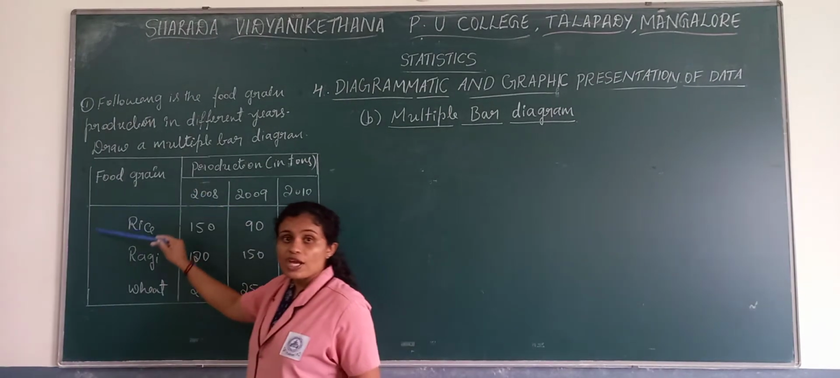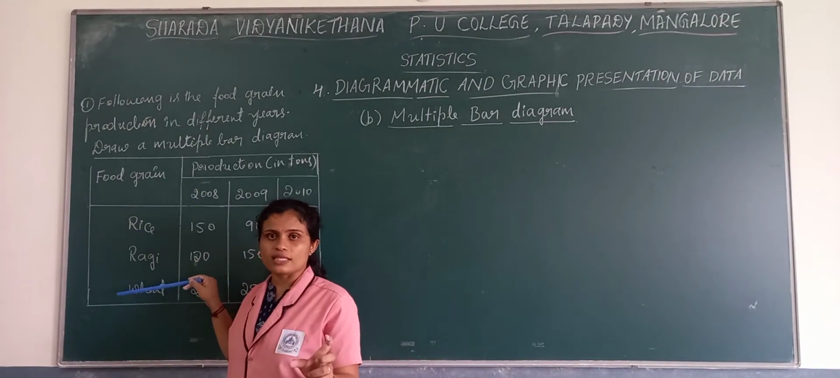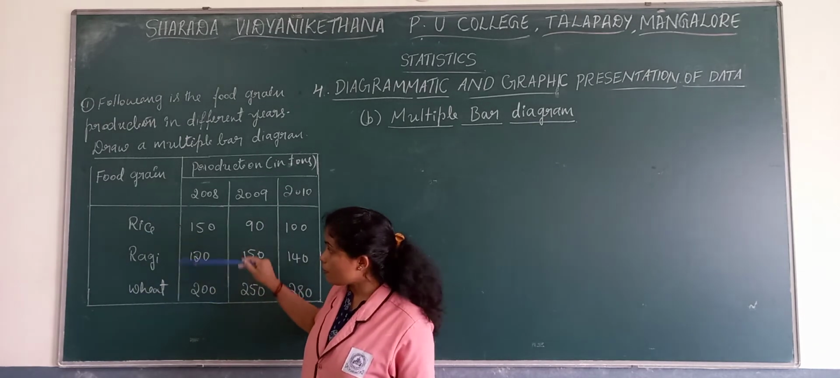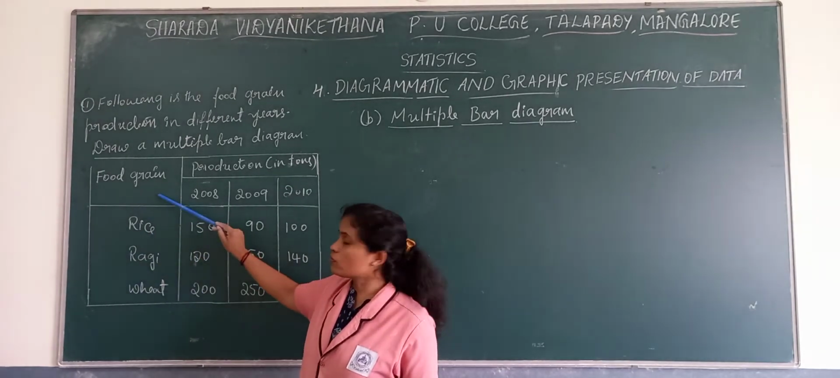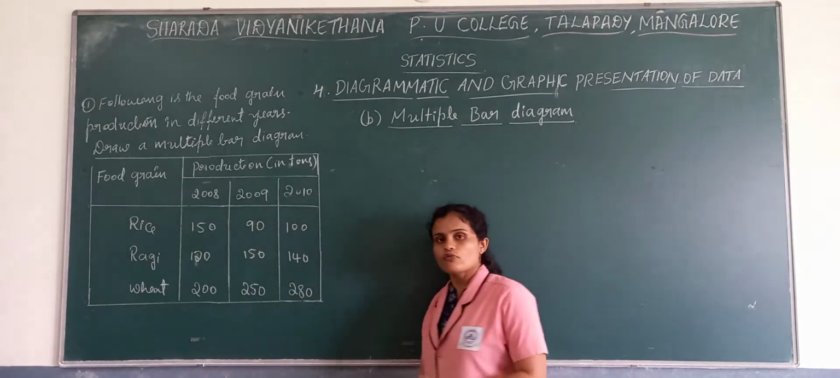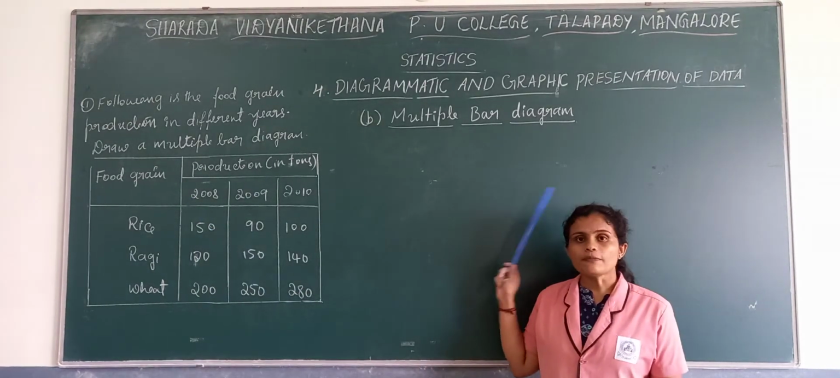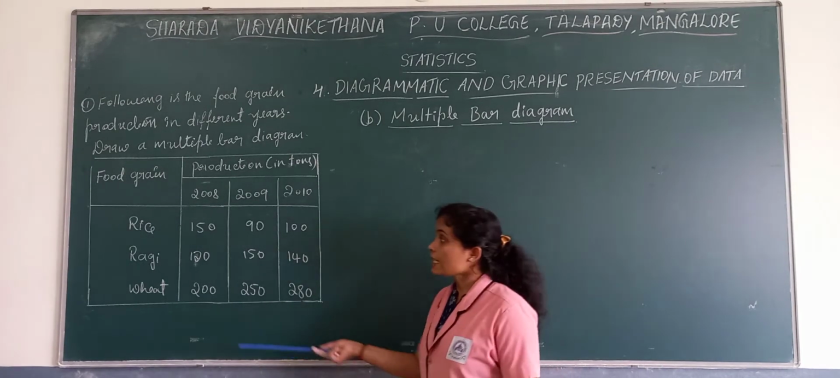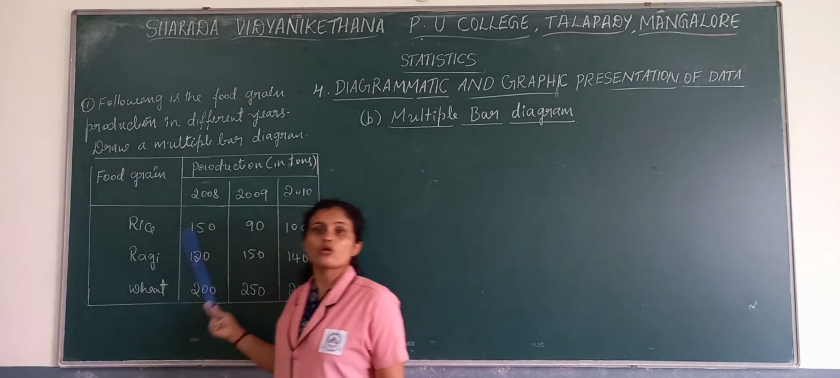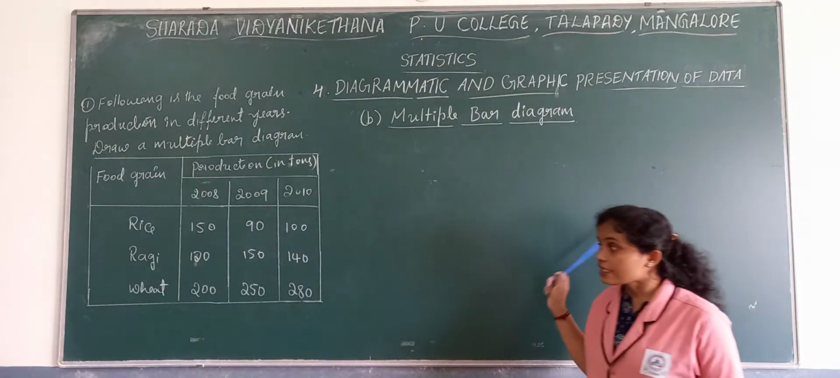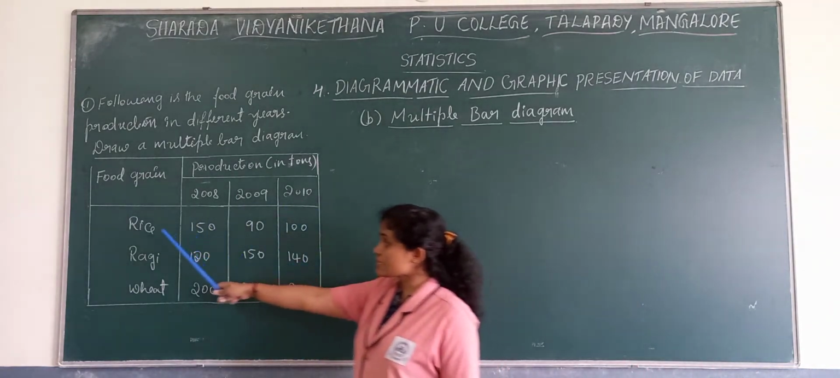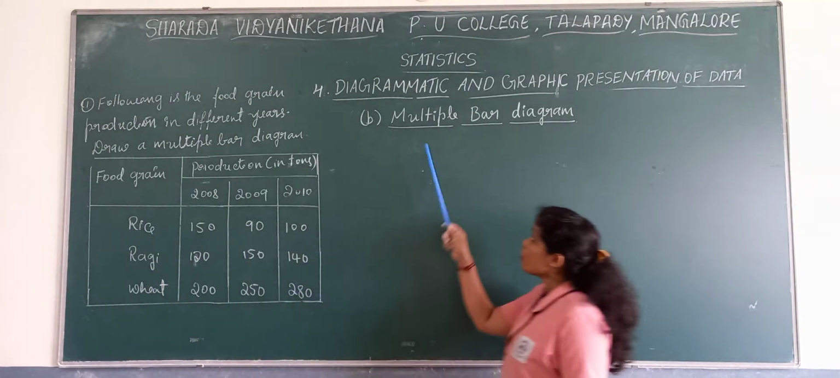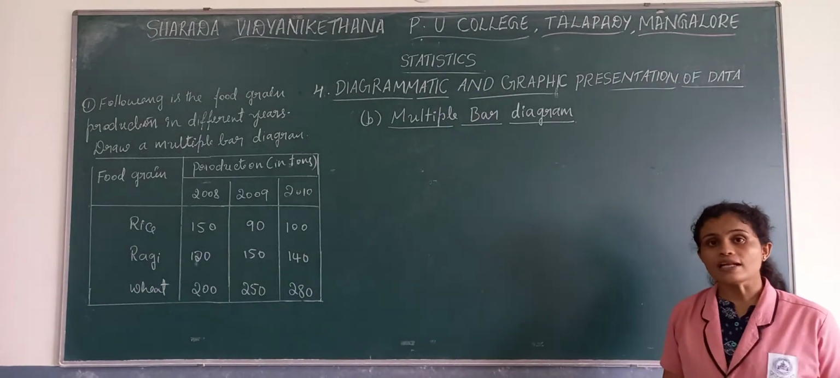Here the various sets of interlinked data. Interlinked means there is a connection because these all are food grains, the different kinds of food grains. So multiple bar diagram is used to represent multiple data, but these are interlinked data. So here we are representing three data, that is the data regarding rice, ragi and wheat. So we call it a multiple bar diagram.